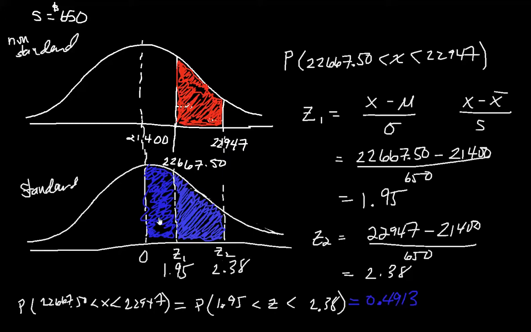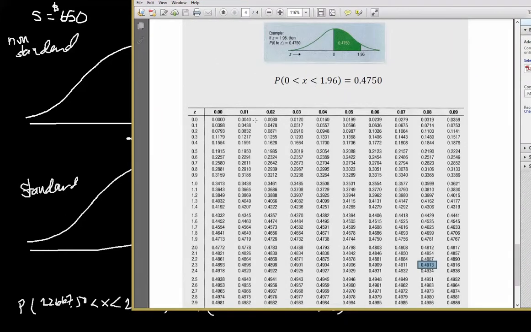The table gives you the area from 0, so you have no choice. From 0 to 2.38, the area is 49.13, but I don't want the first darker blue area. So what I have to do is subtract that darker blue area, which goes from 0 to 1.95. I'll bring my table up again, and from 0 to 1.95, I'll go to 1.9, which is there, and 0.05 is there. So 1.95 is 47.44 right there.